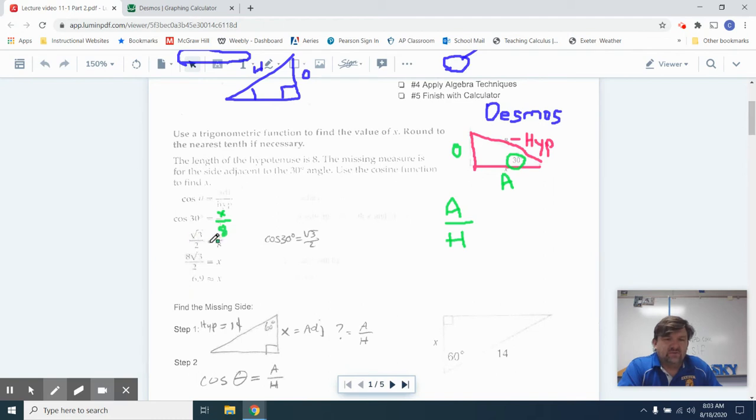So once they get their ratio, they multiply both sides by 8 here and by 8 here. Once they multiply by 8, they end up with 8 times the square root of 3 over 2, which is this answer. And that equals x. And then they do this in their calculator, and I'll show you.